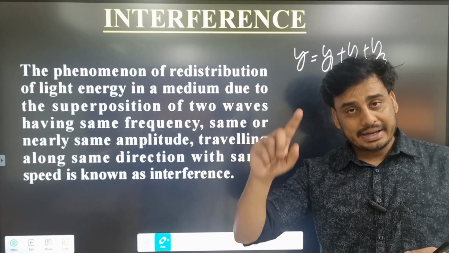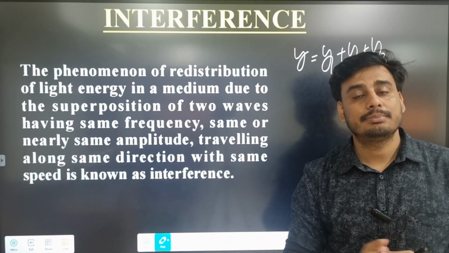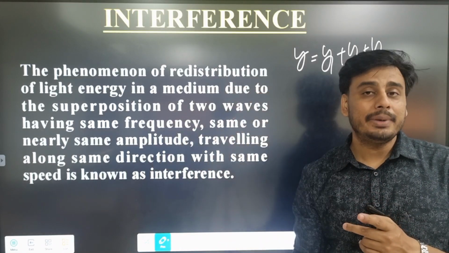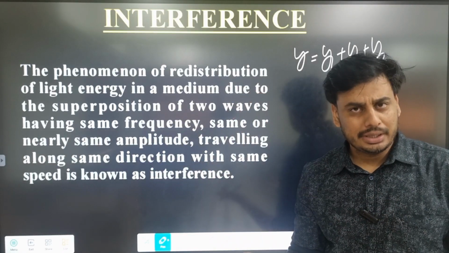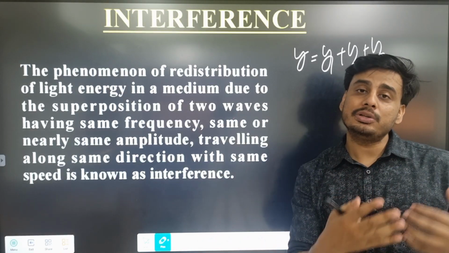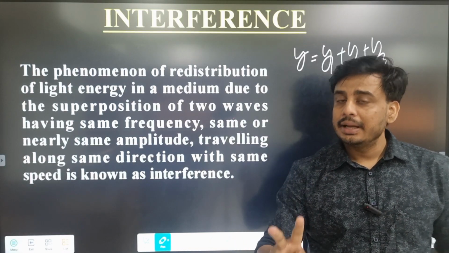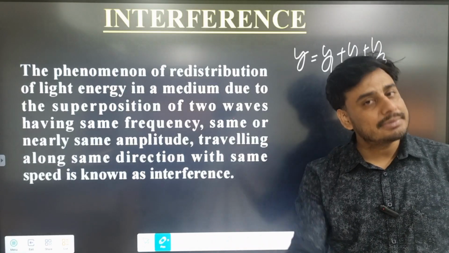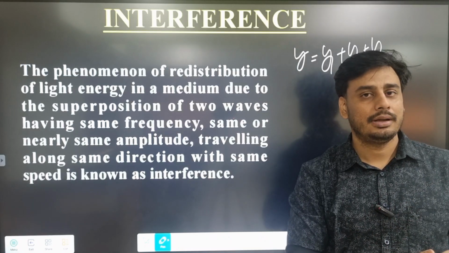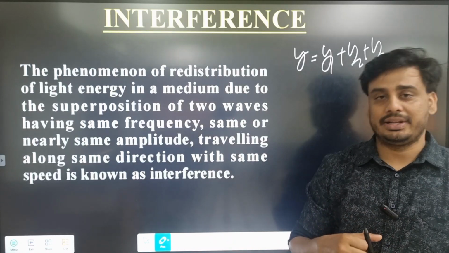When two waves traveling along the same direction with the same frequency, this is an important case, frequency must be the same, having the same or nearly the same amplitude, it is not that much of a bound, superpose on each other, their resultant or the superposition result is said to be interference. Again I am repeating, when two waves traveling along the same direction with the same speed, having the same frequency, this is very important, frequency must be the same, superpose on each other or overlapping takes place, their resultant is said to be interference.